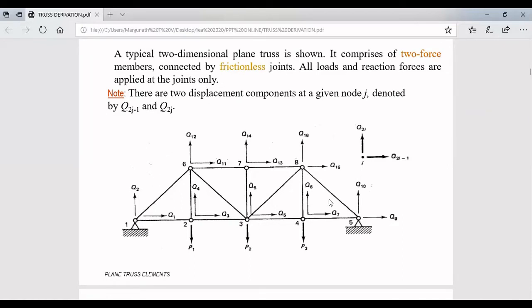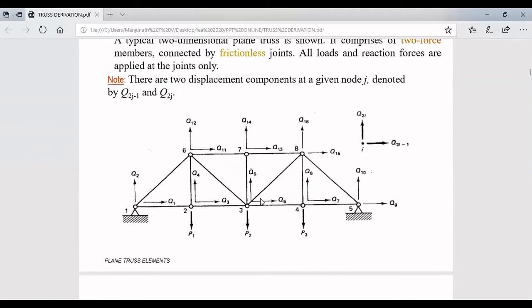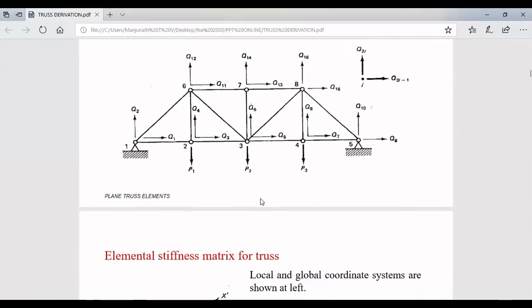This way, we are going to do the analysis of truss members by considering it as a finite element model. Before doing the analysis, we are going to call it a finite element model. That modeling is nothing but a discretization. In this discretization, we get elements and nodes. So this is a typical example of a plane truss.